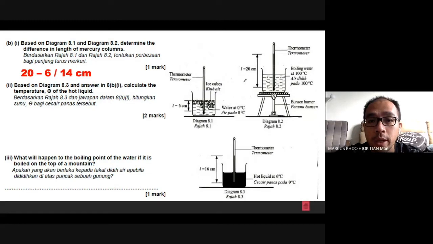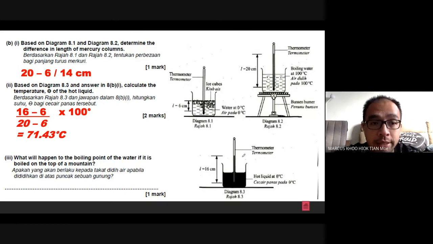The difference is 20 minus 6, so it's 14 cm. Calculate the temperature by using the formula that you learned yesterday. So the temperature of this will be 71.43 degrees Celsius. Okay, now this is a very common question asked. What will happen to the boiling point of the water if it is boiled on top of the mountain?